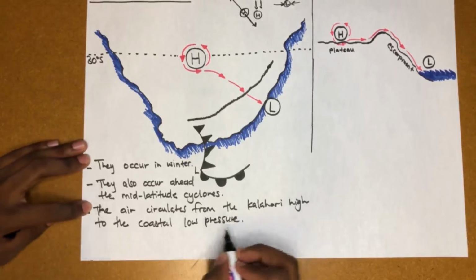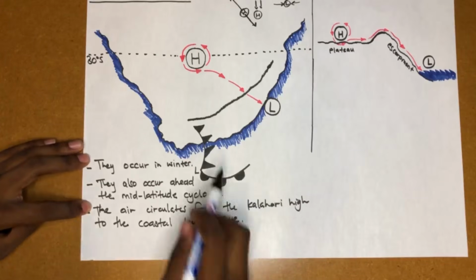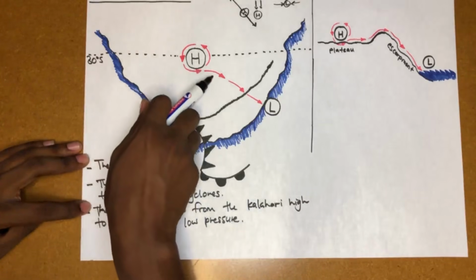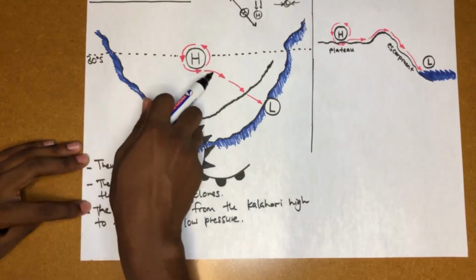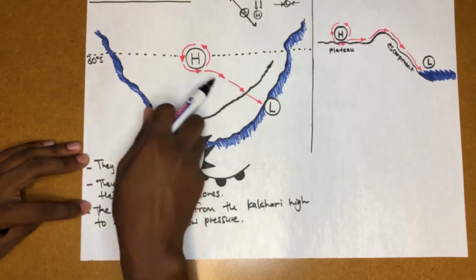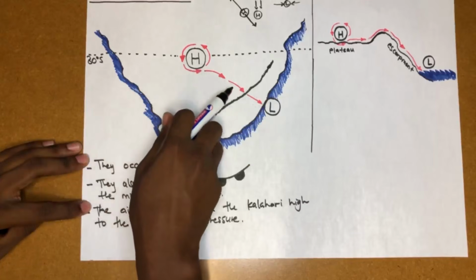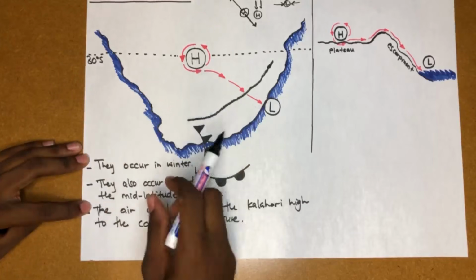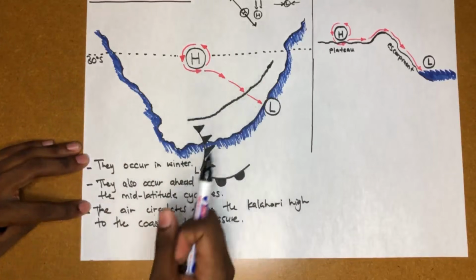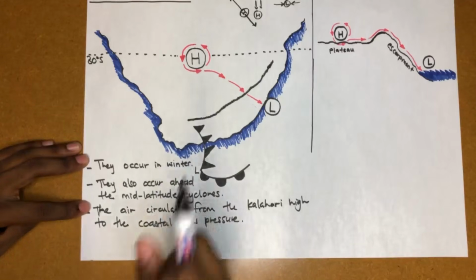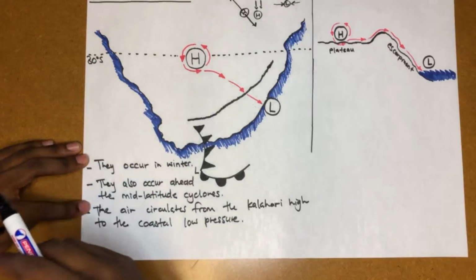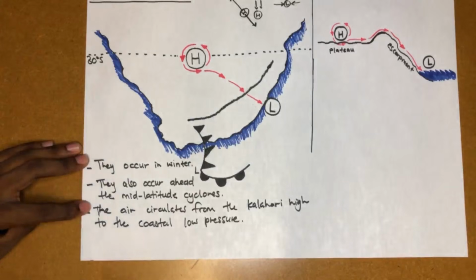So as the air subsides, as the air moves down the escarpment, meaning that from this point to that point you are decreasing in height, the winds are going to become warmer and warmer, hotter and hotter, meaning that they are going to become very, very drier.